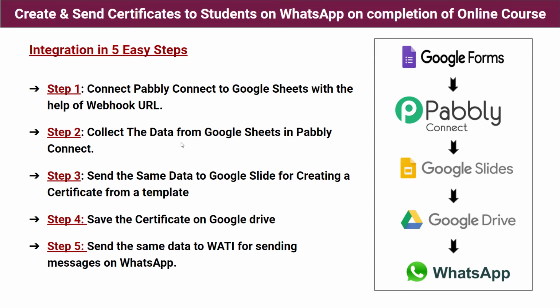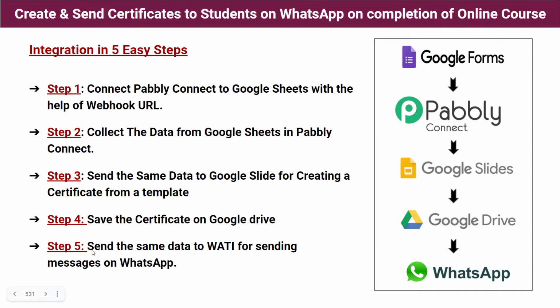Alright. Step 2, collect the data from Google Sheets in Pabbly Connect. So in step 2, we'll bring the data that we have received from Google Forms and saved in Google Sheets to Pabbly Connect. And step 3 is send the same data to Google Slide for creating a certificate from a template. So in step 3, we will generate a certificate from an existing template here in Google Slides. Alright, and step 4 is save the certificate on Google Drive. So in step 4, we'll save that certificate that we have generated from Google Slides in Google Drive.